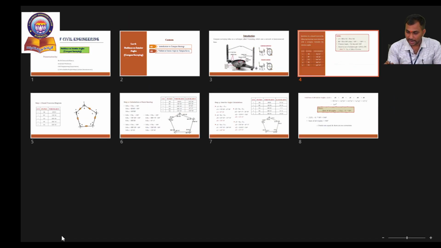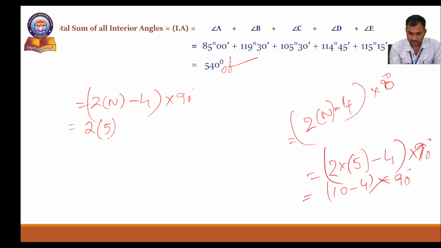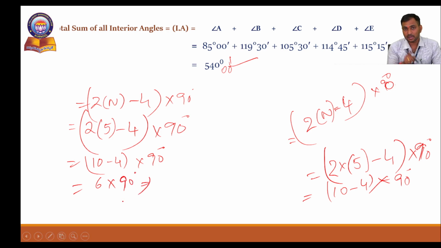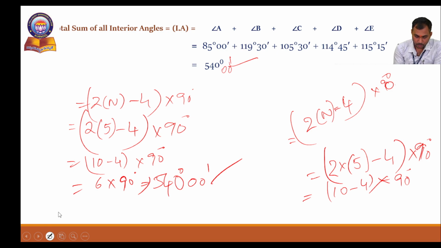So you write (2 into 5 minus 4) into 90 degrees. So 2 into 5 is 10, minus 4 is 6, into 90 degrees. What is 6 into 9? 54. So 540 degrees 00 minutes. So that is the right check. Now we have understood: (2n minus 4) into 90 degrees, that is the main check.